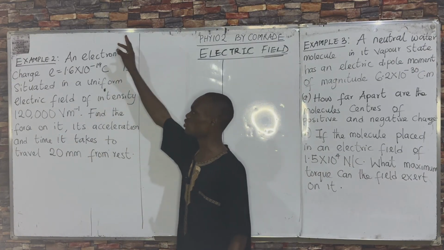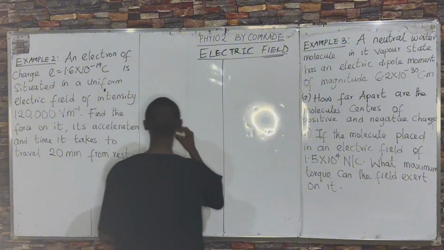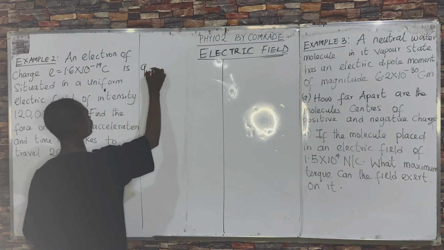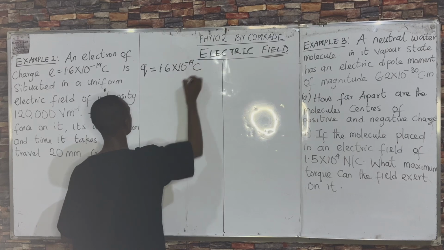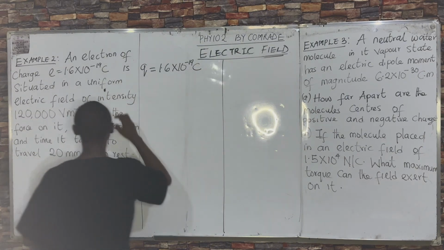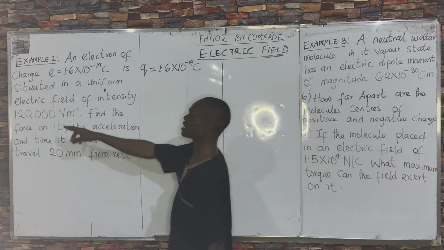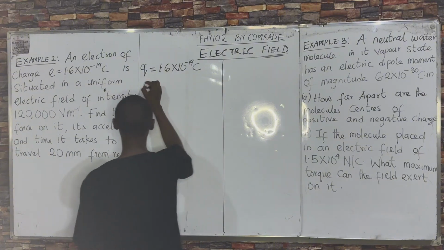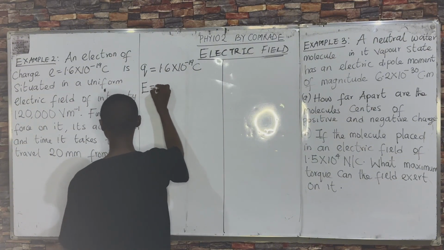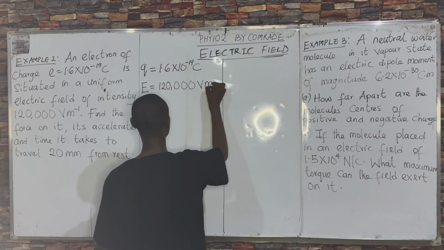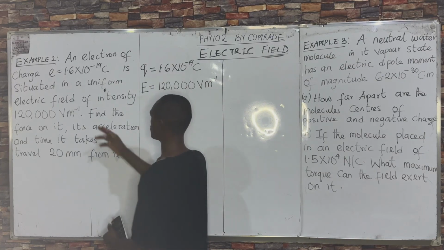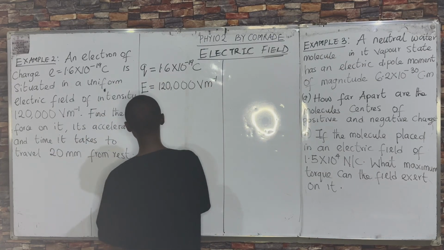So let's take example 2. Let's read. An electron of charge Q equals 1.6 times 10 raised to the power minus 19 coulombs is situated in a uniform electric field of electrical intensity E equals 120,000 volts per meter. Find the force on it, F.